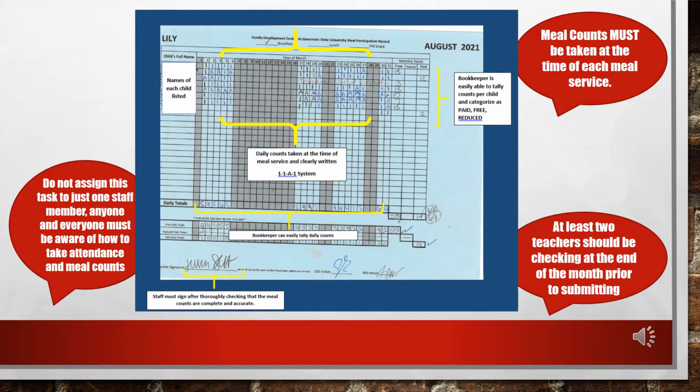Let's take a look at an example of a meal count sheet. This particular meal count sheet is for breakfast. All of the children's names will be listed on the left-hand side. You must clearly and legibly mark the children that are present at the time of the meal service with a 1. Those that are not present at the time of the meal service, you mark them with an A. Our bookkeeper must take counts for each child and categorize them as paid, free, and reduced. She must also be able to take the tally of the daily totals.